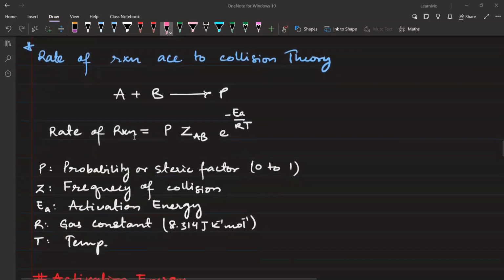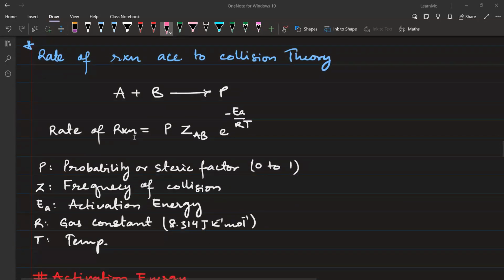The rate of reaction according to the collision theory is given as: rate of reaction is equal to P into Z of AB e to the power minus Ea upon RT. This expression is a little important. These terms are quite important because it is given as it is in the NCERT, and last year's sample paper had a question from it, so you can expect questions from it. It's going to be easy.